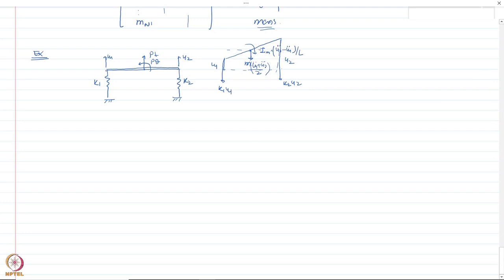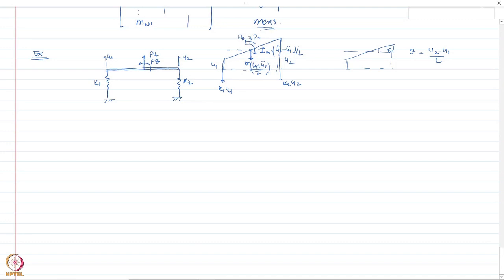Okay, so the angle theta here is basically u2 minus u1 divided by L. Okay, and the rotational acceleration would be just the double differentiation of that quantity. Okay, remember that there are two forces as well here, so you have pt and p theta.